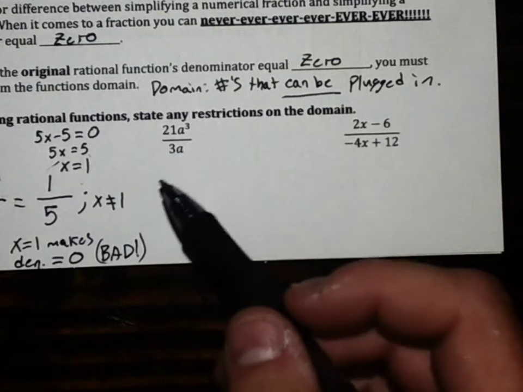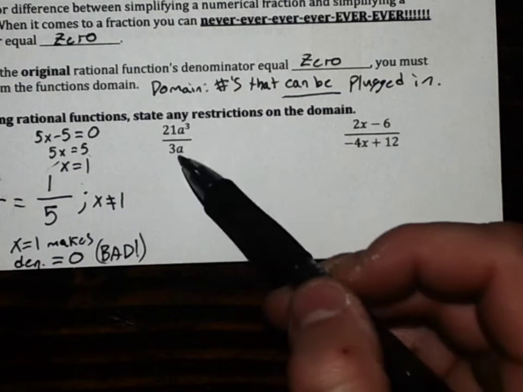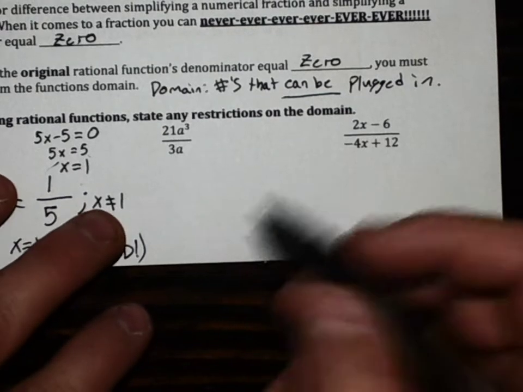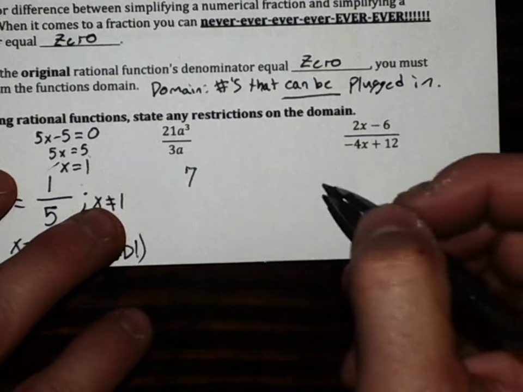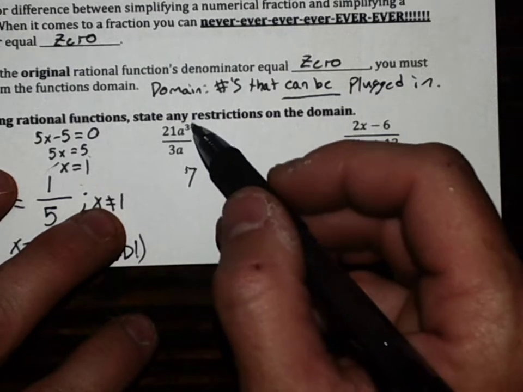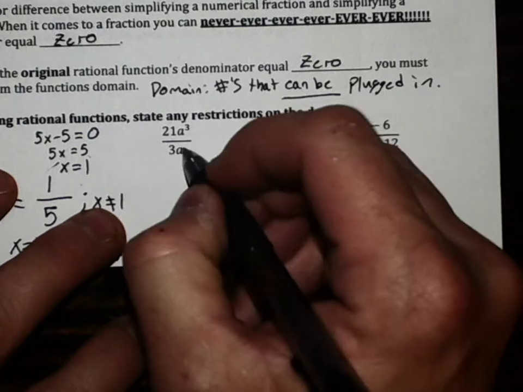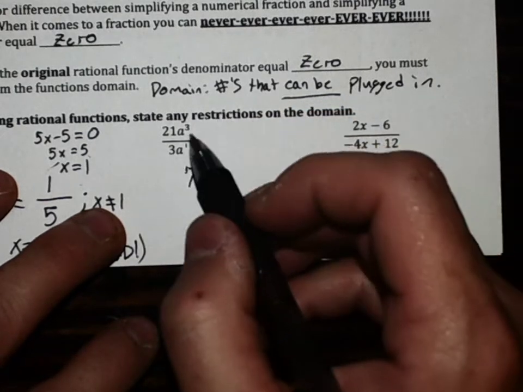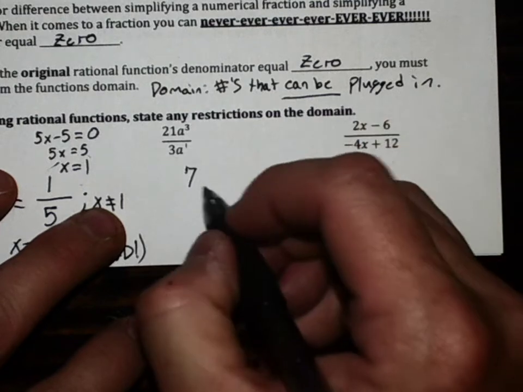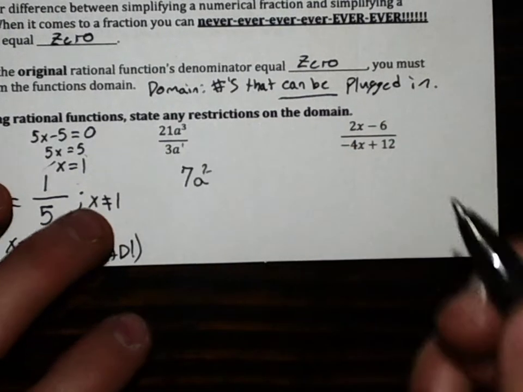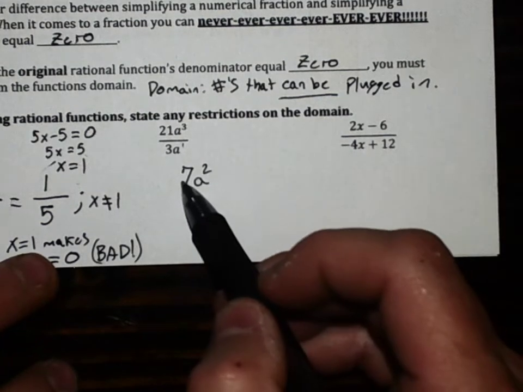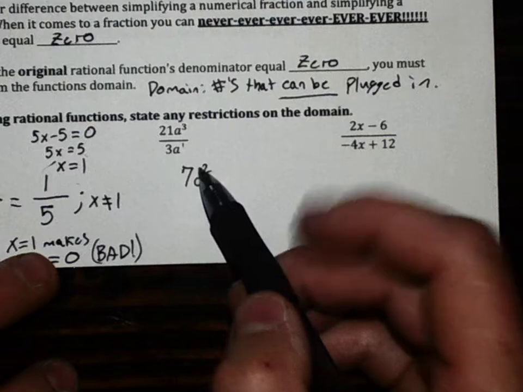Well, if you remember back to our polynomial section, I can simplify this. 3 divides into 21, making it a 7. When I divide exponents, you subtract the value, and there's a hidden 1 up here. So there's 3 a's on the top, there's 1 a on the bottom, there are 2 a's remaining, and both of those a's are remaining on the top. So I have 7a squared.